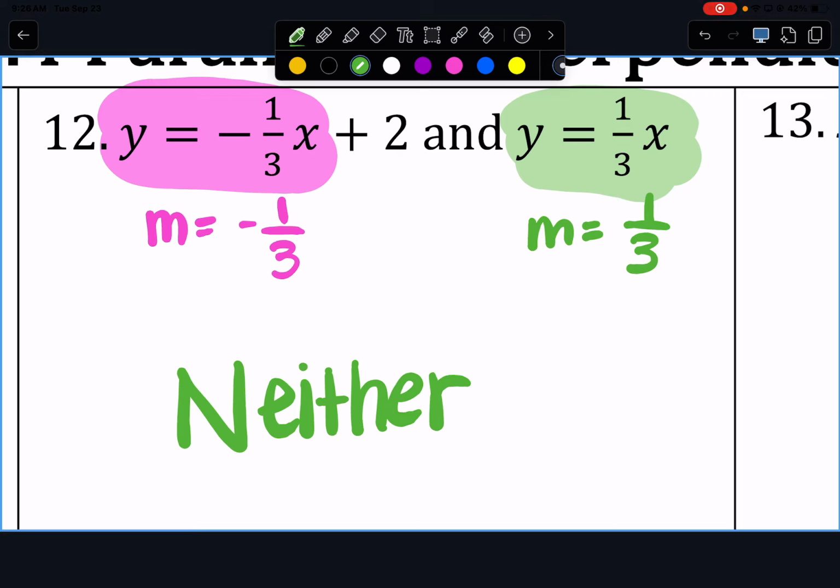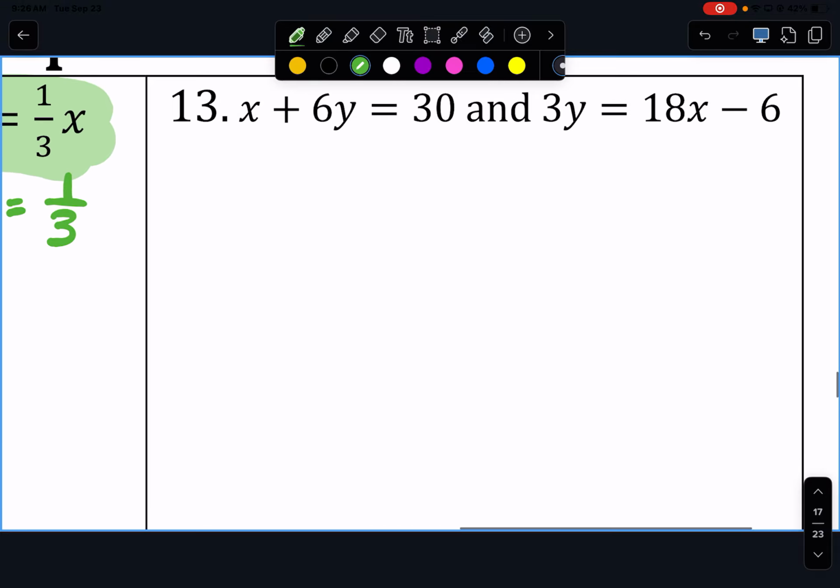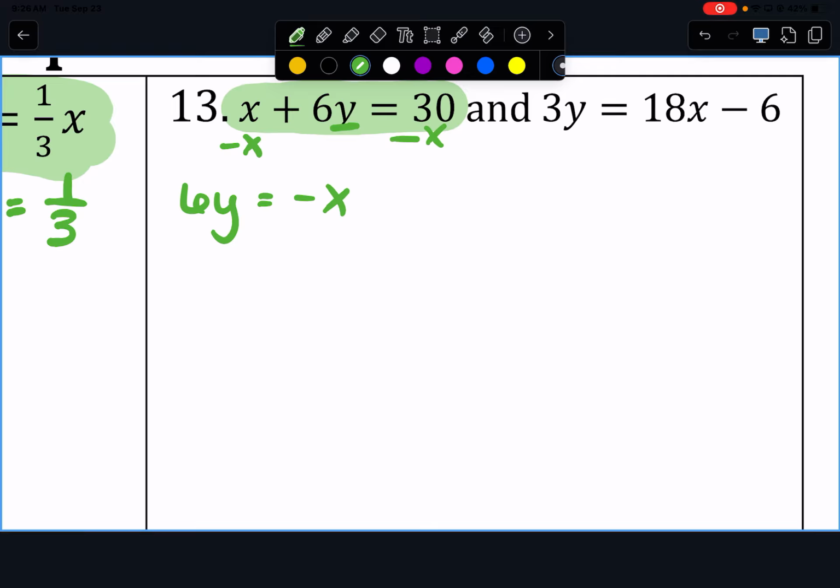Then we are going to look at 13. So is x plus 6y equals 30 in slope-intercept form? So we have to solve that for y. How do I do that? Subtract x on both sides. So I get 6y equals negative x plus 30. From there, what do I do? Divide by 6. Divide everything by 6.